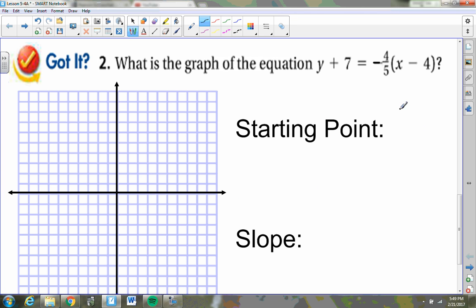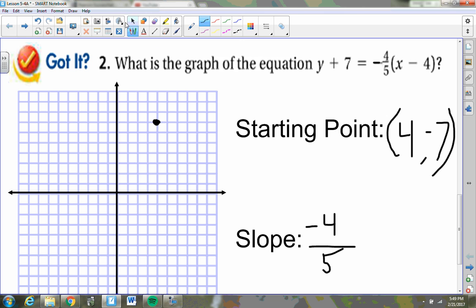Alright, in this one, our starting point is 4 in the x direction, negative 7 in the y direction. So I'll go 1, 2, 3, 4, 1, 2, 3, 4, 5, 6, 7. There's my starting point right there, 4, negative 7. And my slope is to go down 4 over 5. Again, I can remember this as my rise over my run.